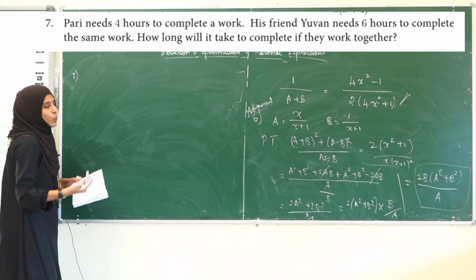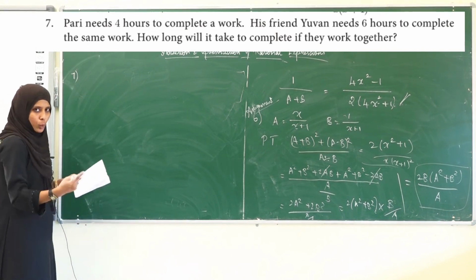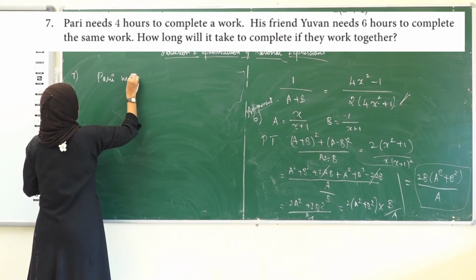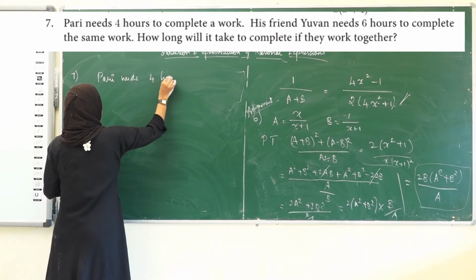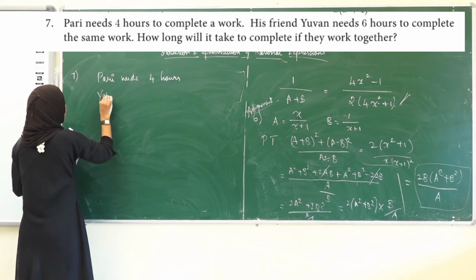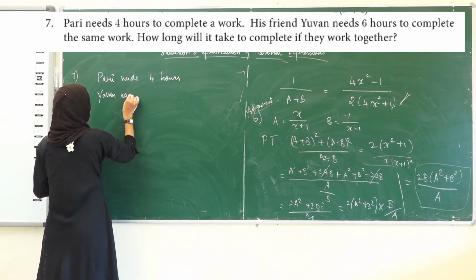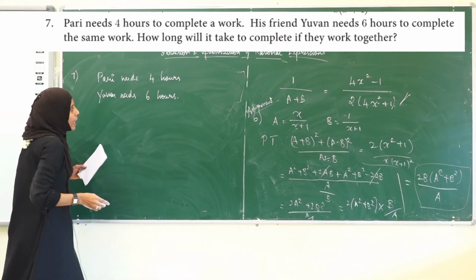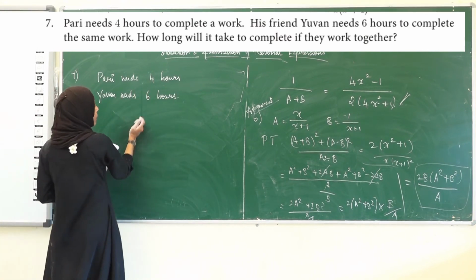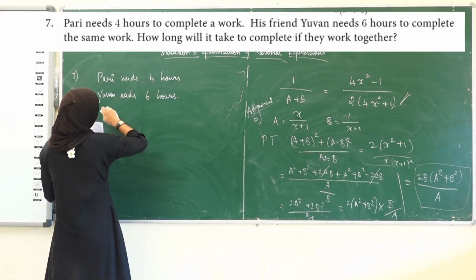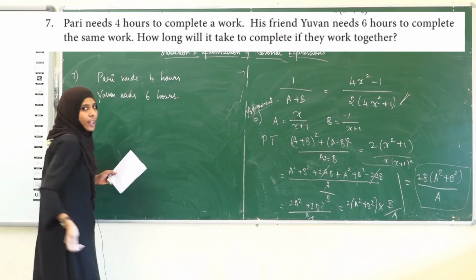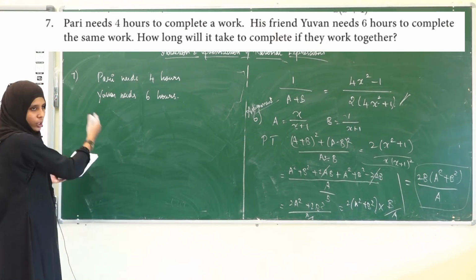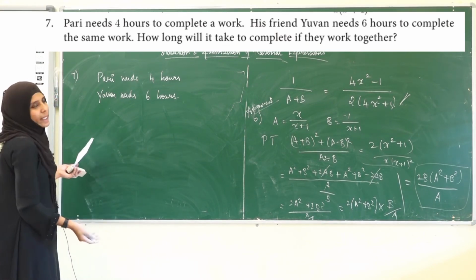Okay, Pari and Yuvan, they are friends. They have been assigned a work. Pari needs 4 hours to complete a work, and Yuvan needs how many hours? He needs 6 hours to complete the same work. Okay, they are working separately. If they work separately, then Pari needs 4 hours and Yuvan needs 6 hours. The question is, if they work together, how many hours they need to complete the same work.